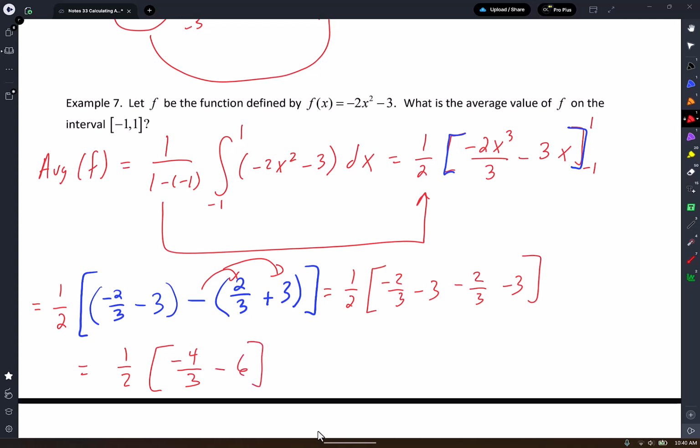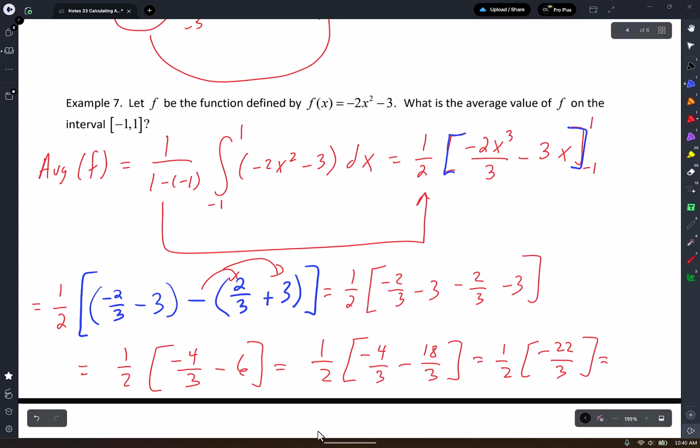That's a minus 6. And then since we don't have calculators, well, we're not supposed to, that 6 is the same thing as 6 times 3 is 18 over 3. So negative 4 over 3 minus 18 over 3. What's 18 plus 4? 22. So 1/2 negative 22 over 3. And then finally, positive times a negative is a negative. And I see the 2. 2 goes into 22 11 times. So my final answer is negative 11 over 3.